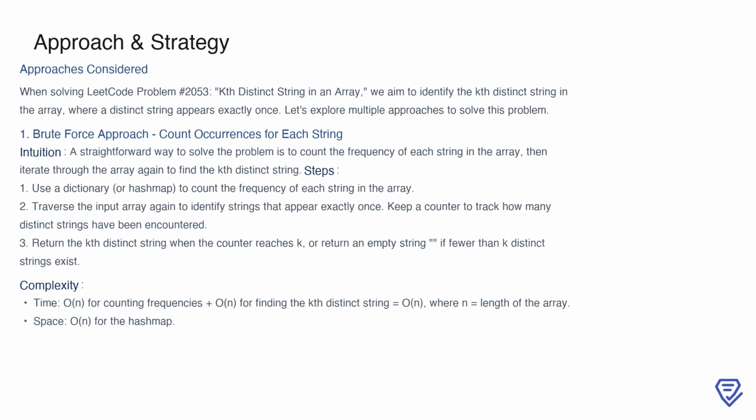keeping track of how many distinct strings we've encountered. When we reach the kth distinct string, we return it. If there are fewer than k distinct strings, we return an empty string. This method is straightforward, with a time complexity of O(n) for counting frequencies plus O(n) for the second traversal, leading to an overall complexity of O(n). The space complexity is also O(n) due to the hash map used for counting.